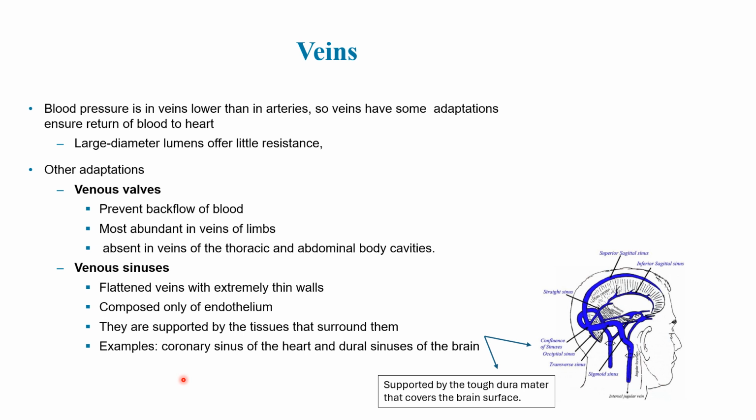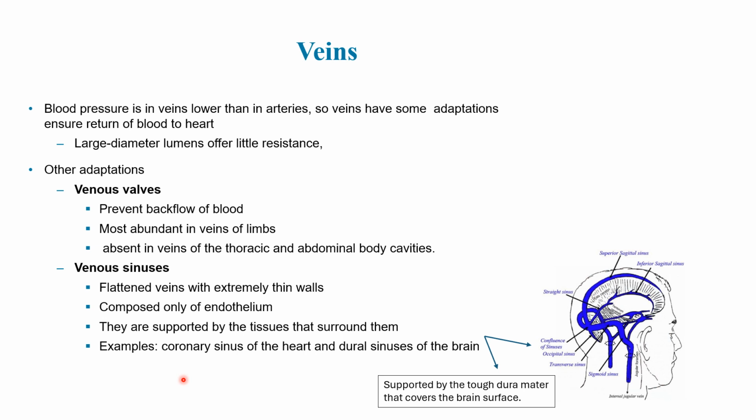These veins have valves. These valves prevent backflow of blood. Valves are most abundant in the veins of the limbs, especially in the legs, because there the blood has to go up against gravity. So these valves prevent the backflow of the blood. And these valves are absent in the thoracic and abdominal cavities.